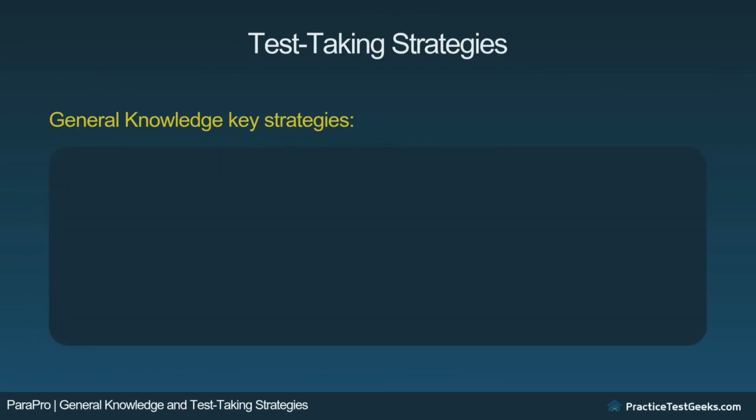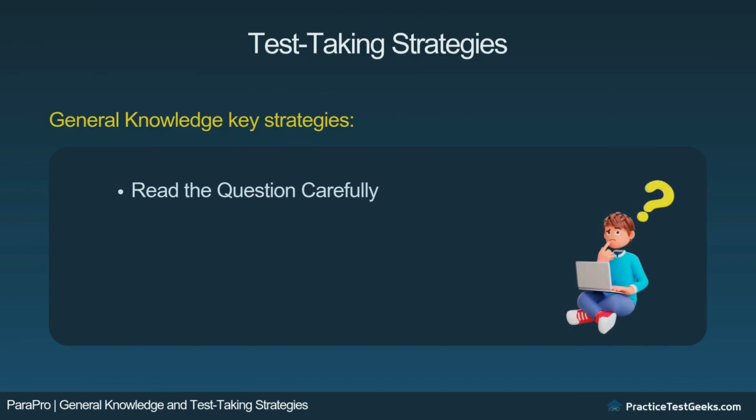Here are some key strategies to help you succeed in the general knowledge section of the ParaPro assessment test. 1. Read the question carefully. Pay close attention to the wording of each question. Look for keywords that indicate exactly what is being asked.